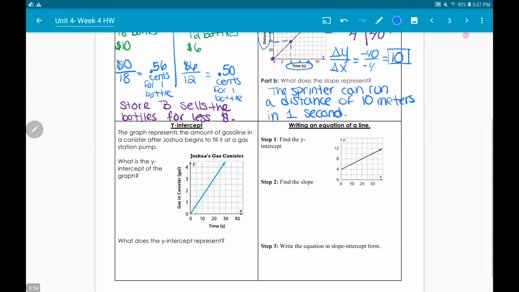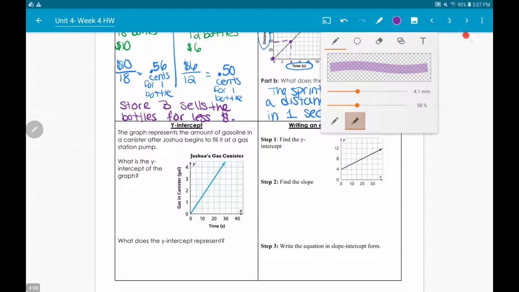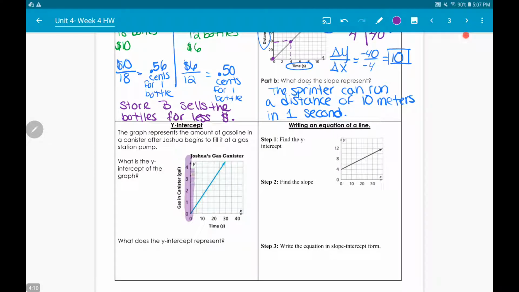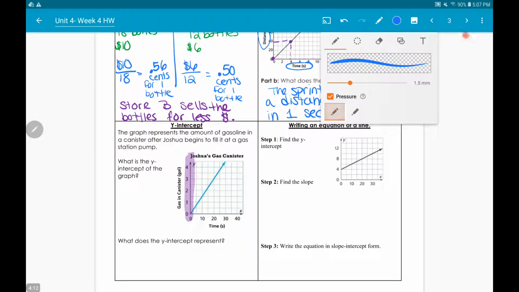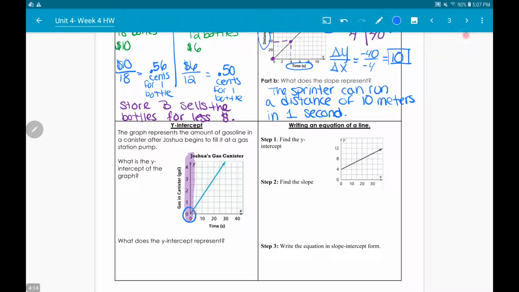All right, let's take a look at our y-intercept now. The graph represents the amount of gasoline in a canister after Josh begins to fill it at a gas station pump. What is the y-intercept? So I look at my y-axis, and I'm thinking, where does it cross that line? It crosses down here. So that is 0, 0. So that means my y-intercept is 0. So what does that represent?